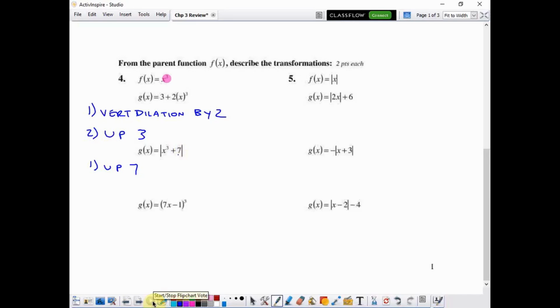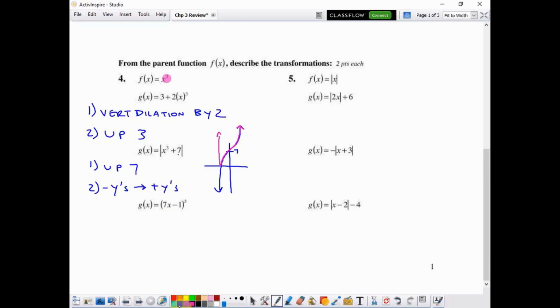Then what's going to happen with that absolute value, that's going to take all of our negative outputs and reflect them over the x-axis to become positive outputs. So in short, our negative y's become positive y's. So what this looks like is something like this. It's shifted up 7. So the graph would look about like that. But once I introduce that absolute value, it keeps all this up here, but all these negative outputs flip up this way and become positive outputs.